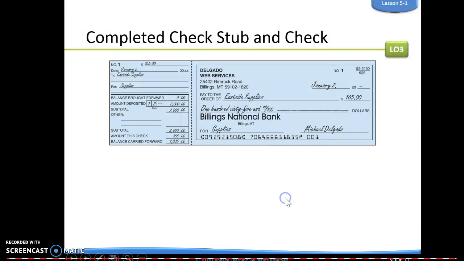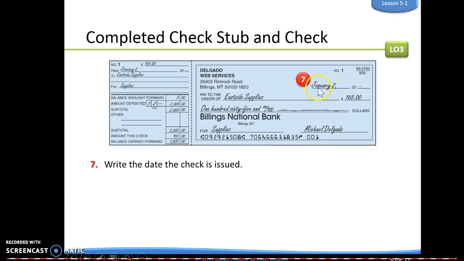Okay, after we fill out our check stub, now we're going to start to write our check. I don't know if any of you have written checks before, but if you have not, it's a good skill to know, even though we don't use checks as much anymore. First of all, you're going to start with your date.